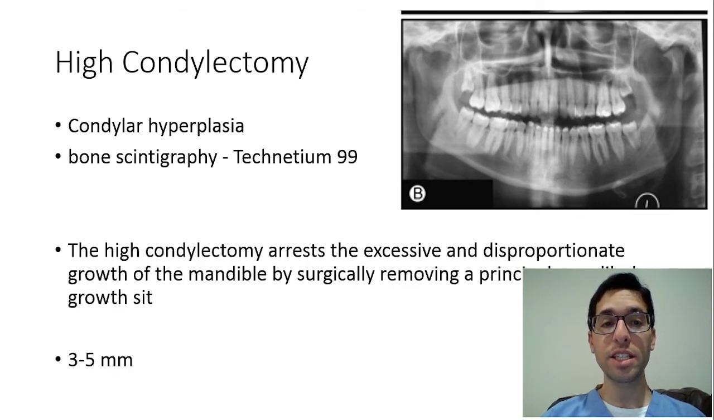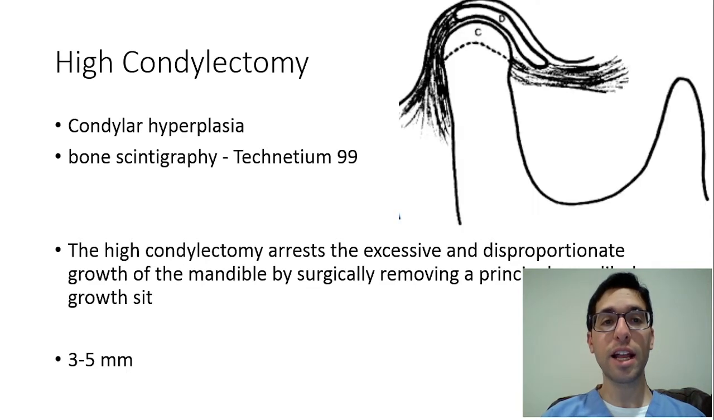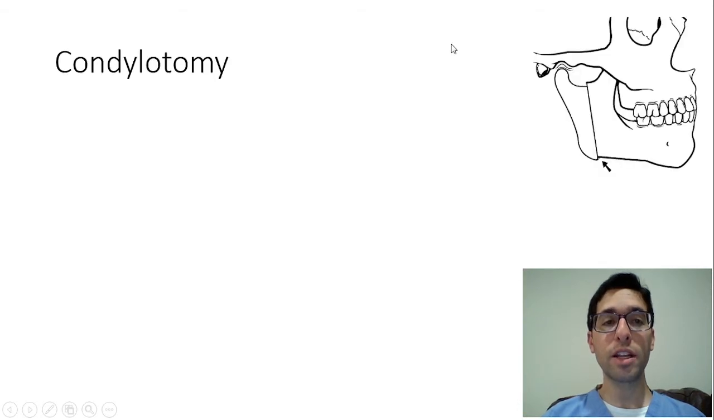The thought process is that when you do the high condylectomy and you remove between 3 and 5 millimeters of bone from the condylar head, that will disrupt the growth center. We know the condylar head is what houses the growth center. So the high condylectomy arrests the excessive and disproportionate growth of the mandible by surgically removing the principal growth site. All right, so that's the high condylectomy. Again, you're removing between 3 and 5 millimeters from the condylar head. Moving on to the next procedure, condylotomy.